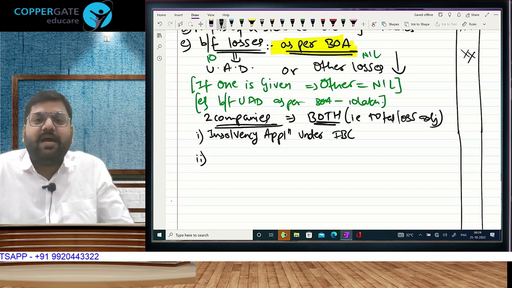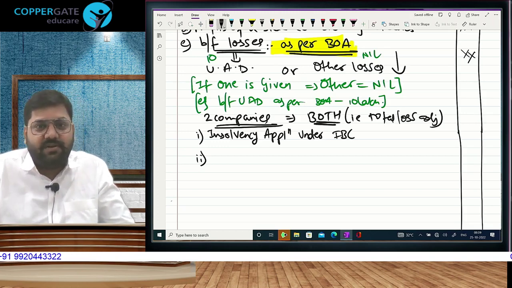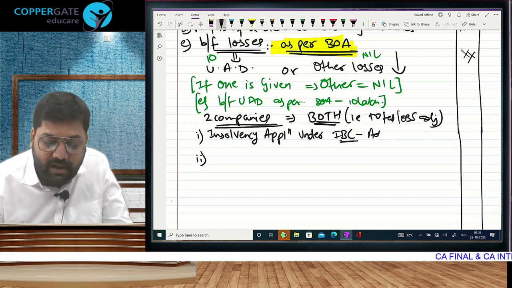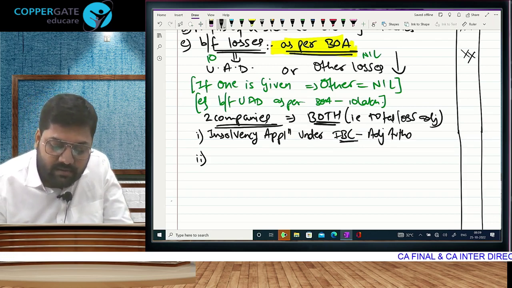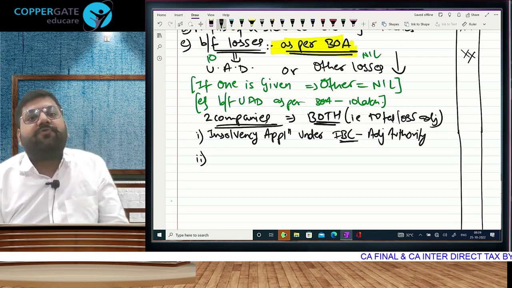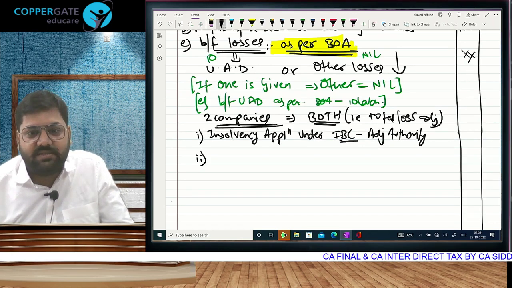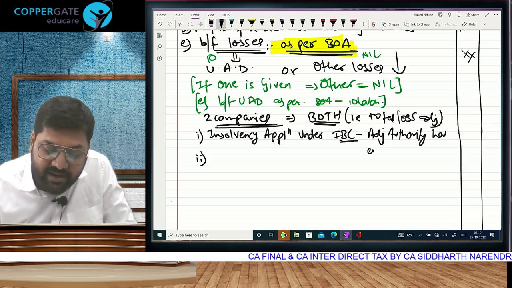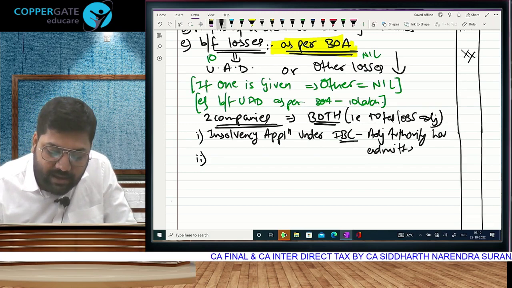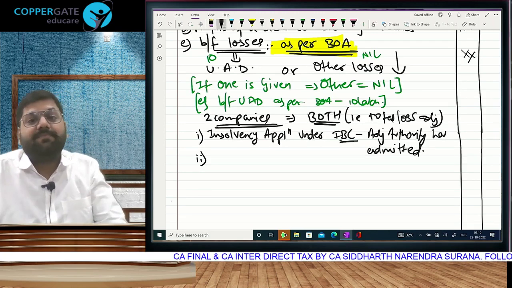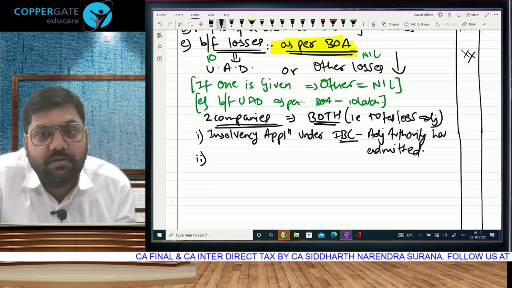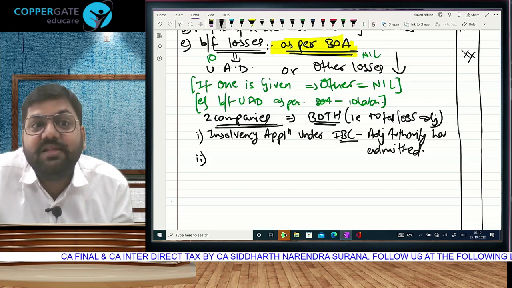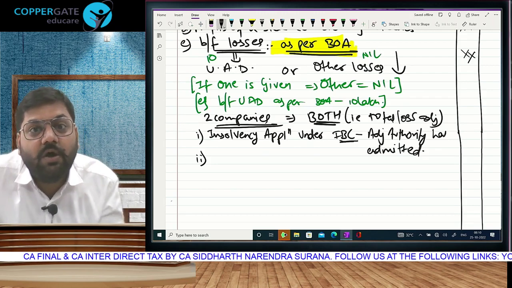So, on an insolvency application, a resolution professional will be appointed. And under this law, IBC, there is someone called an adjudicating authority. This is where you file your application that you want to go under insolvency. And the adjudicating authority has admitted your insolvency application. So basically you are a company under insolvency. You have filed for insolvency. You are already into losses. We feel sad for you. We are going to allow you both.